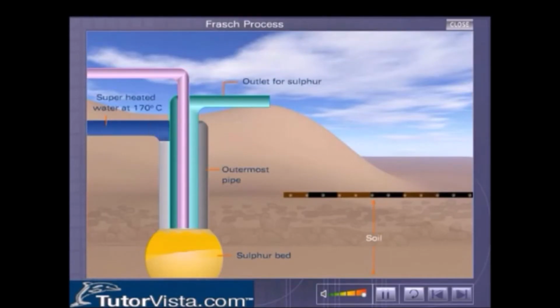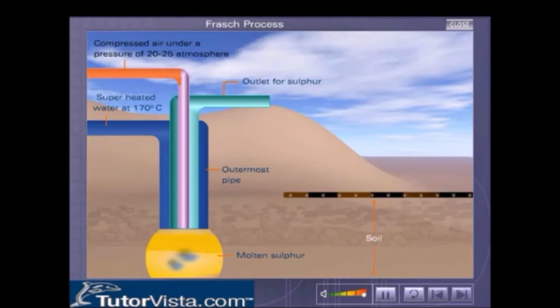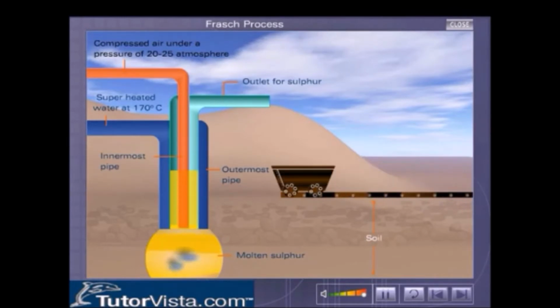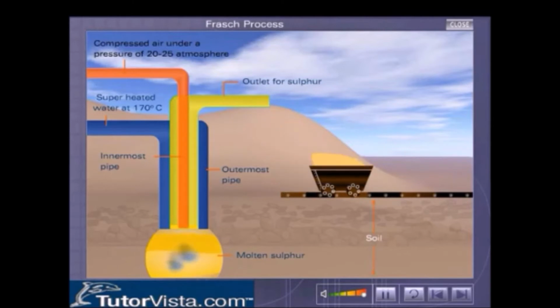Superheated water at 160 to 170 degrees Celsius under pressure is pumped into the outermost pipe. Since the melting point of sulfur is 113 degrees Celsius, it is melted and collected at the bottom. The superheated water enters the sulfur bed. Compressed air under a pressure of about 20 to 25 atmospheres is pumped through the innermost pipe. This forces the mixture of water and molten sulfur to gush out of the middle pipe. This mixture of molten sulfur and water is collected. On cooling, about 99% pure sulfur gets separated.